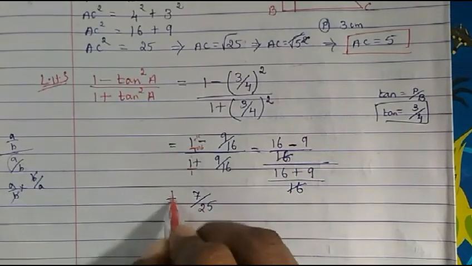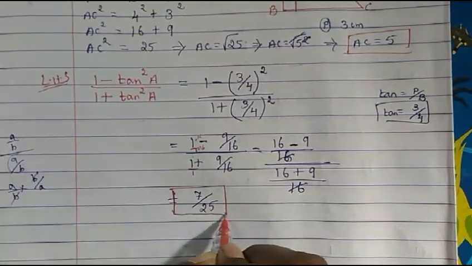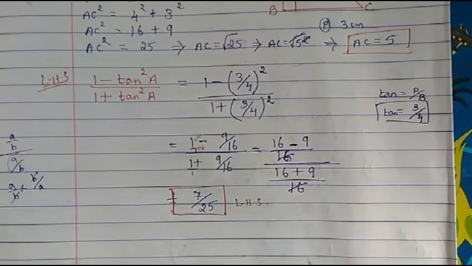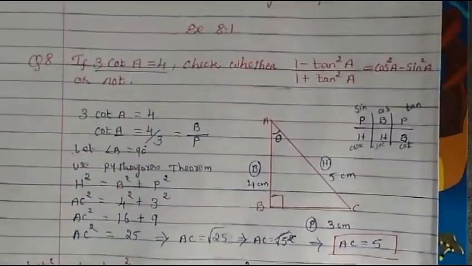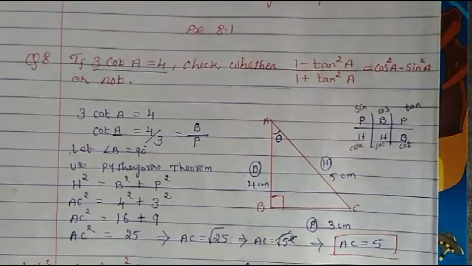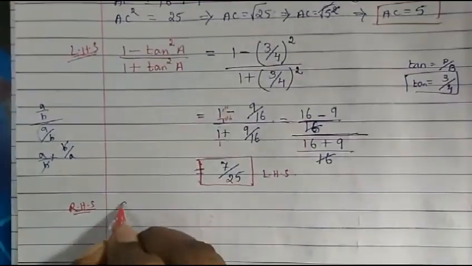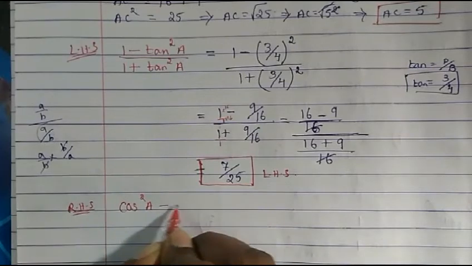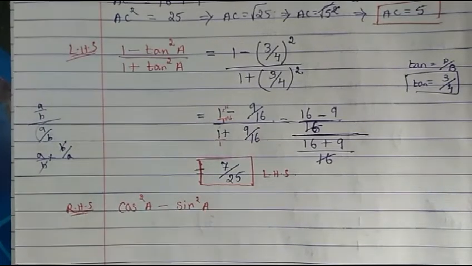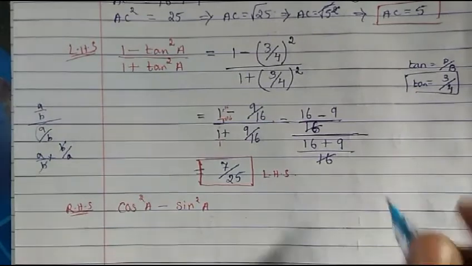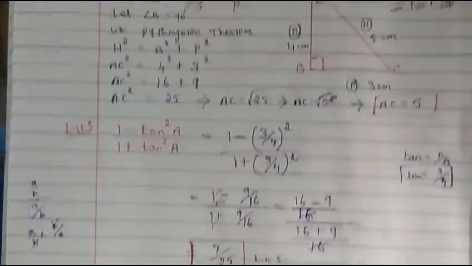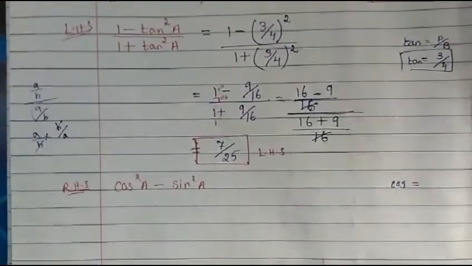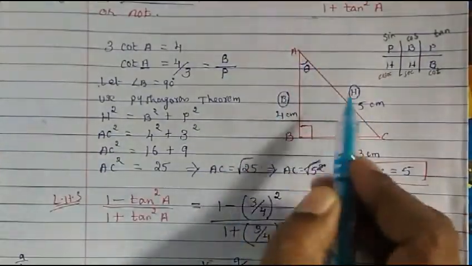Now let us find the RHS side. Right hand side is cos square A minus sin square A. Let us write down first. Cos is, because A is there, here also A is there, that means theta is in A only, so this remains the same.